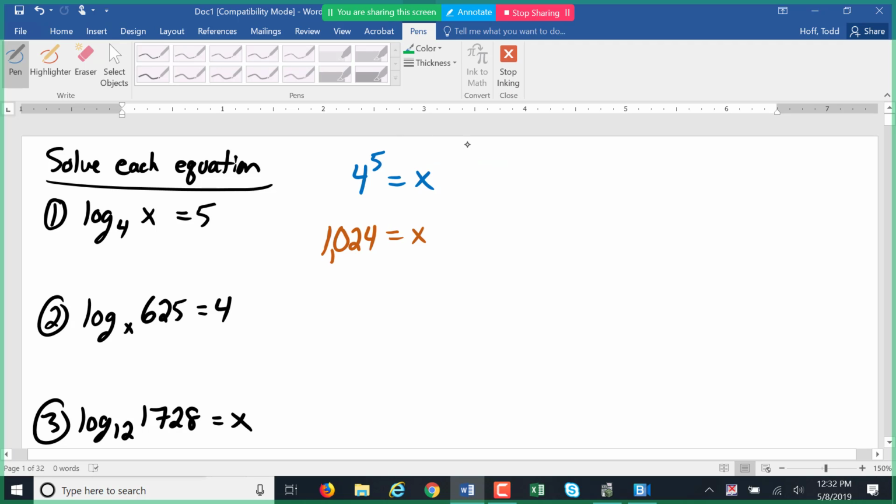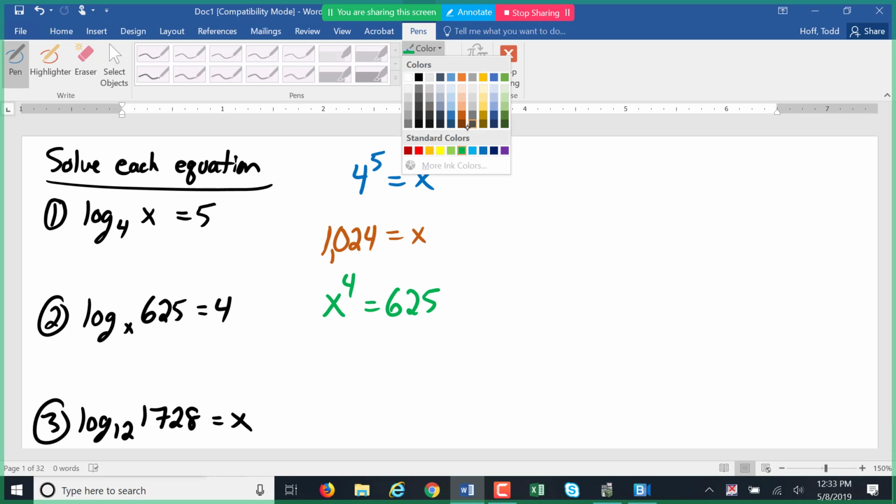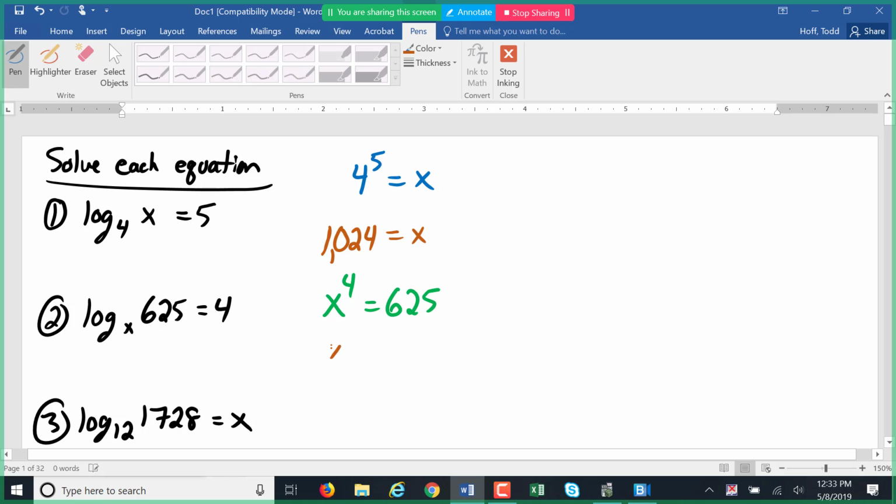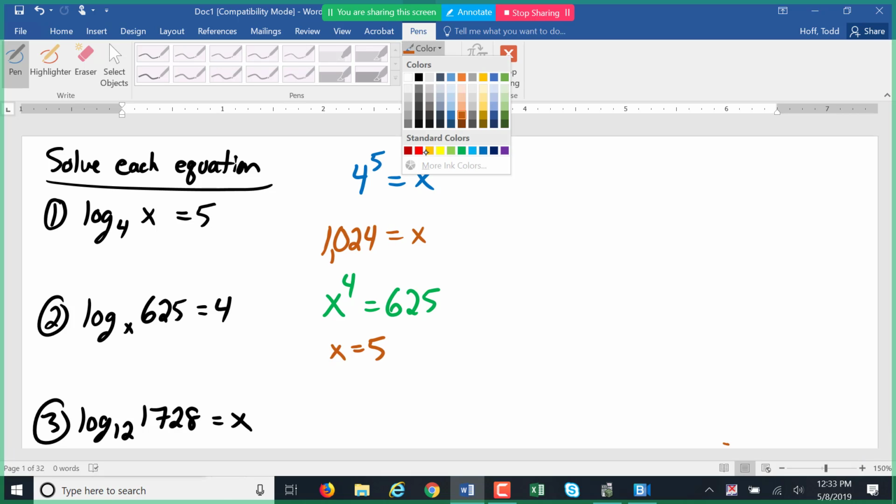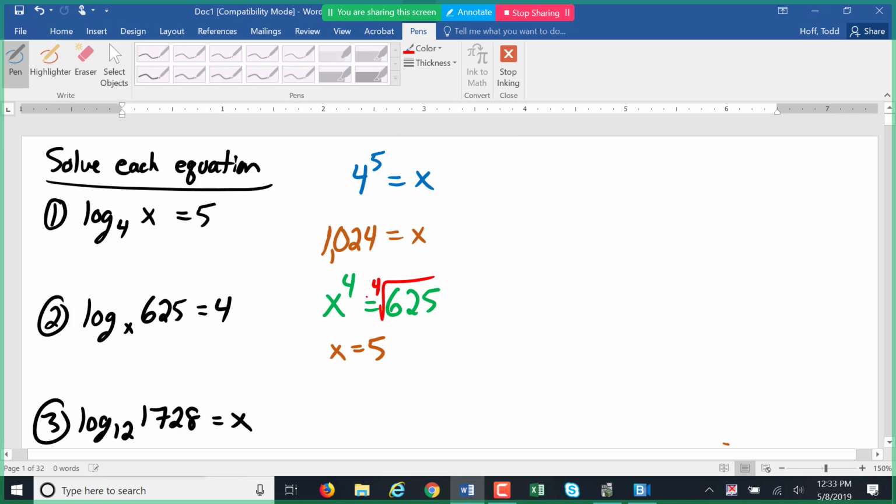Number 2, log base x of 625 equals 4. That is saying x to the power of 4 equals 625. What does x have to be there? It is 5. You would solve that one by doing, of course, a fourth root.